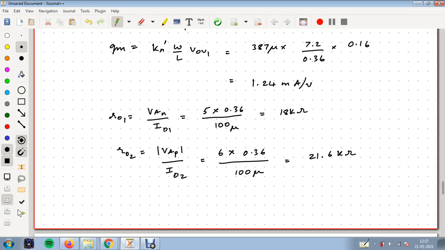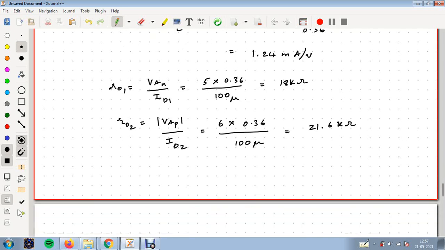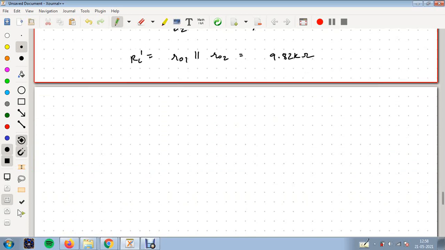But I have to find FH now. For finding FH, I need RL prime, which is RO1 parallel RO2. So this will give me 9.82 kilo ohms. Try and solve it on your own. It is 18 kilo ohms parallel 21.6 kilo ohms, so you get 9.82 kilo ohms.